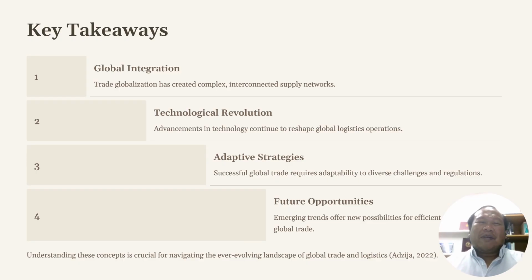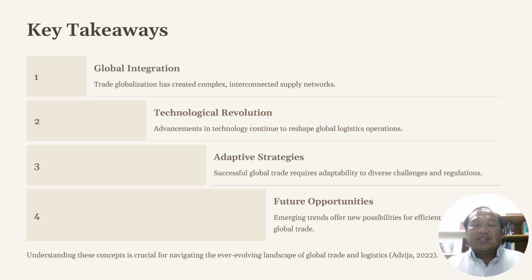So the key takeaways for this week's class. First, global integration. That means our economies are linked, and our economies are dependent on each other as we trade our products internationally. Second, technological revolution. This means the advancements in technology make globalization more effective, and they also help in the efficiency of international logistics.